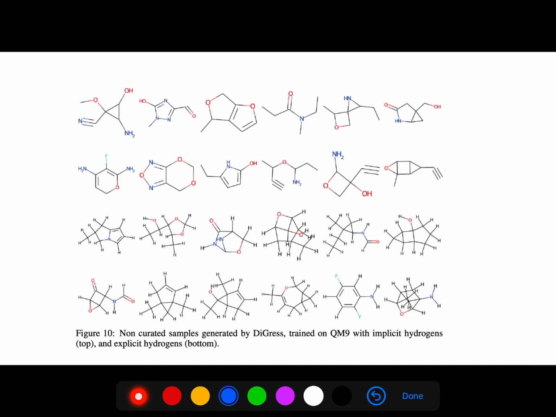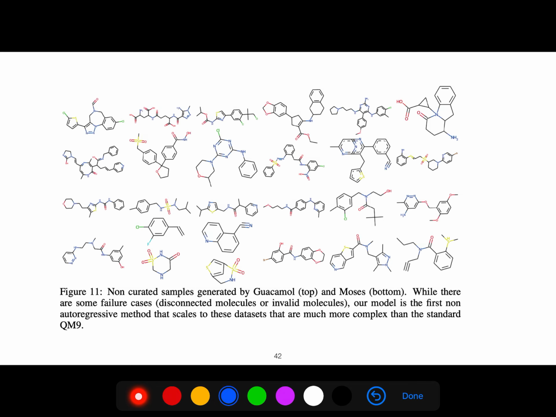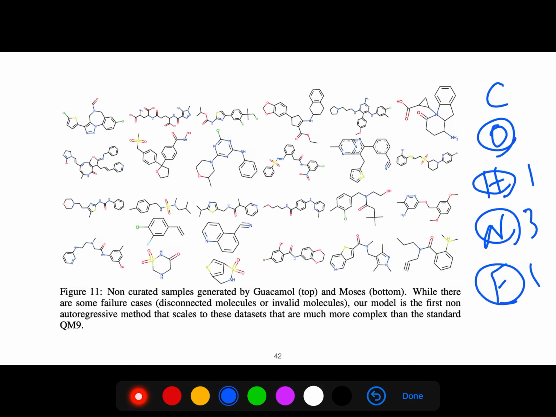MOSES. This is interesting. You can see the non-curated samples generated by DiGress, trained on QM9 with implicit hydrogens. We don't show hydrogen because there are many hydrogens. And so we have carbon, oxygen, hydrogen, nitrogen, fluorine. Fluorine is 1. Nitrogen is 3. Valence of hydrogen is 1. Oxygen, I think 2. Carbon is 4. Yeah, oxygen is definitely 2, like H2O, which is stable.